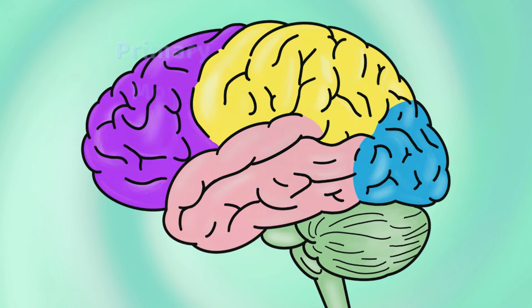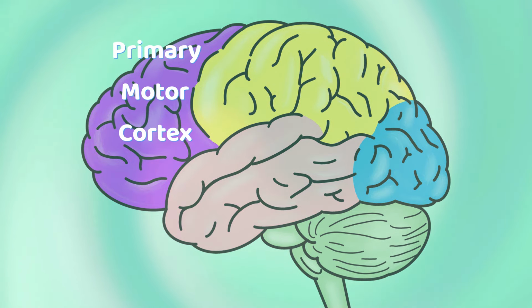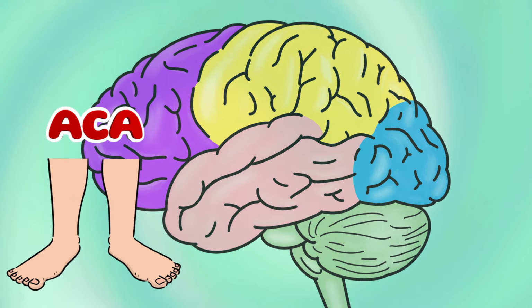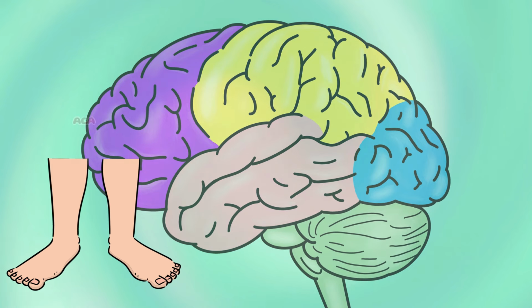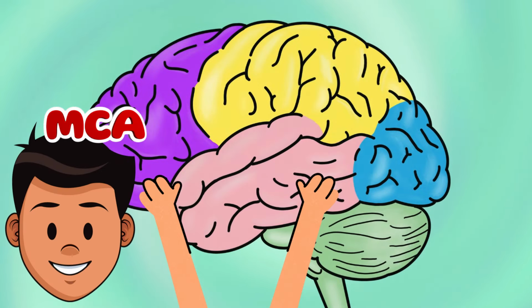The primary motor cortex is located in the frontal lobe. It's responsible for the voluntary movement of the skeletal muscles. The medial portion supplies the legs, and it is supplied by anterior cerebral artery. The lateral portion supplies arms and face, and it is supplied by middle cerebral artery.